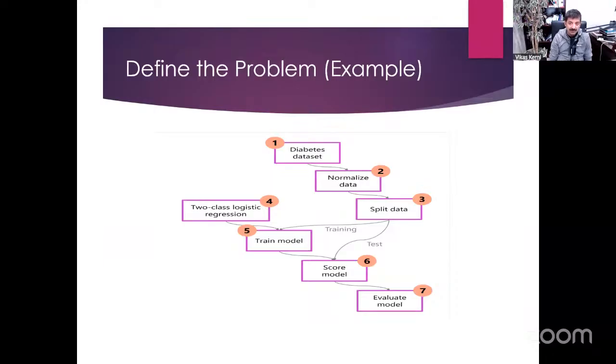So, for example, diabetes. We are trying to find whether the patient has diabetes or not. First we have to get the data about the patient, normalize the data, and split the data into training and test. Training data will be used to train the model, and test data will be used to test whether our model is successful or not. In the case of diabetes, we will be using the two-class logistic regression algorithm to find out whether the patient has diabetes or not.